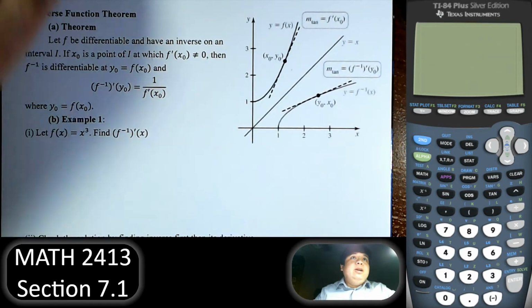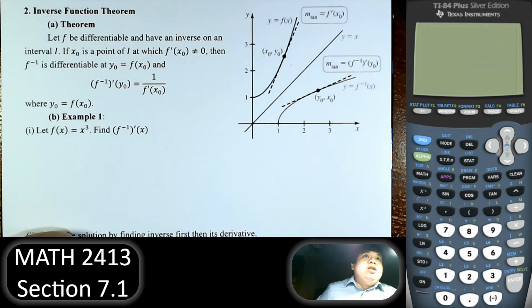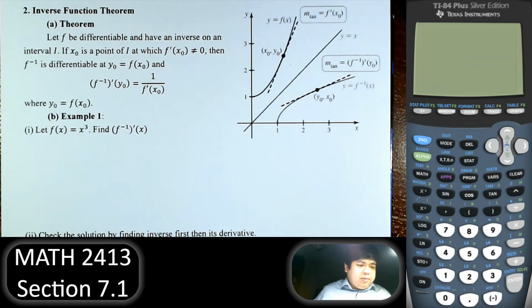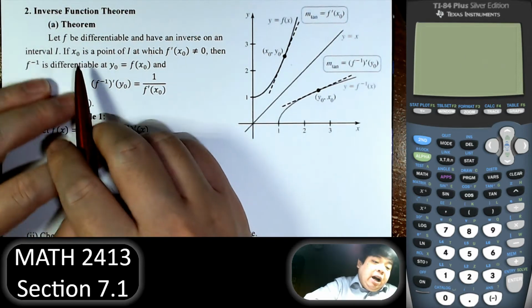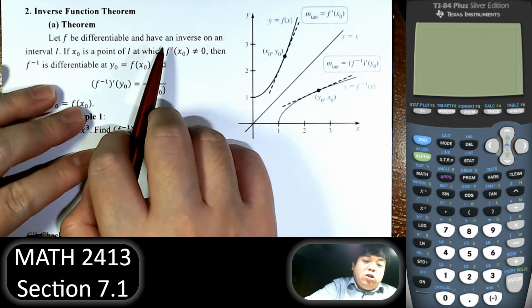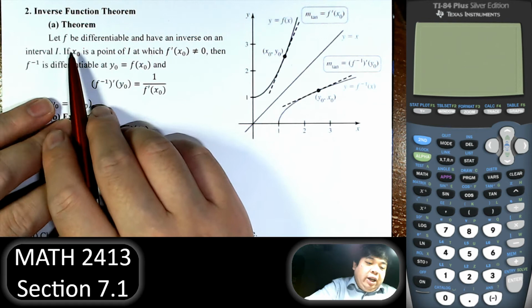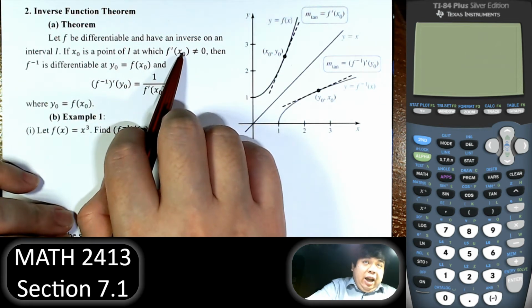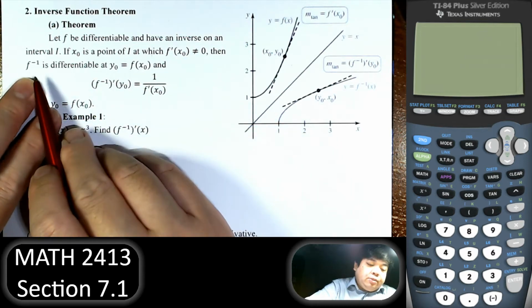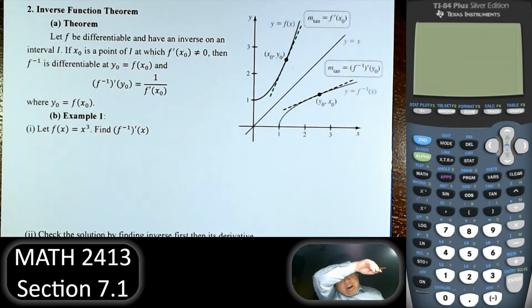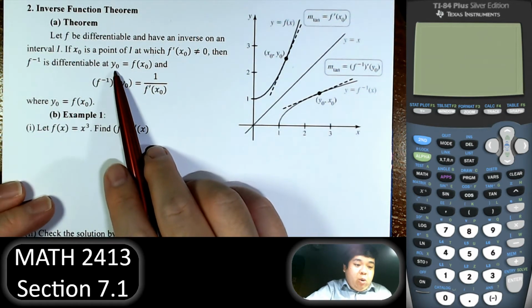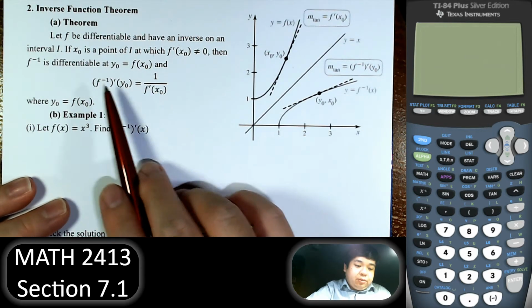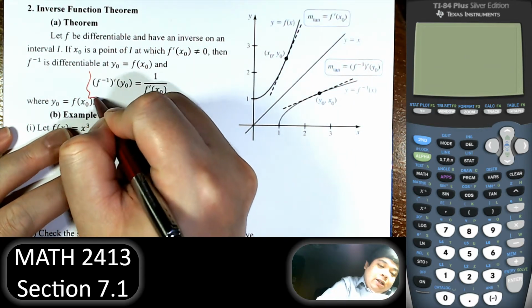Now, we have some calculus that goes with it. It says: let f be a differentiable function that has an inverse on an interval. If x0 is a point at which the derivative at that point is not equal to 0, then the inverse is differentiable at the point y0, and is given by this theorem.